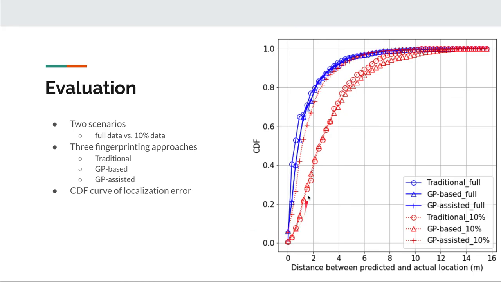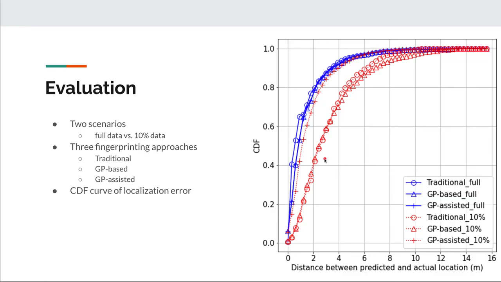So this is a CDF curve. What a CDF curve can tell us is the probability that localization can achieve an error smaller or equal to a certain value. For instance, given this CDF curve, we say that the probability that it can achieve an error smaller or equal to 2 is about 40%. And apparently, the CDF curve on the top has better performance than the ones at the bottom.